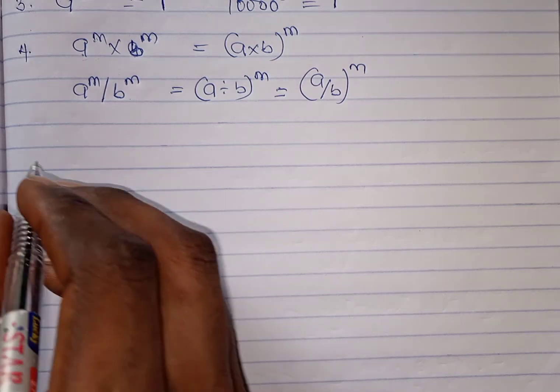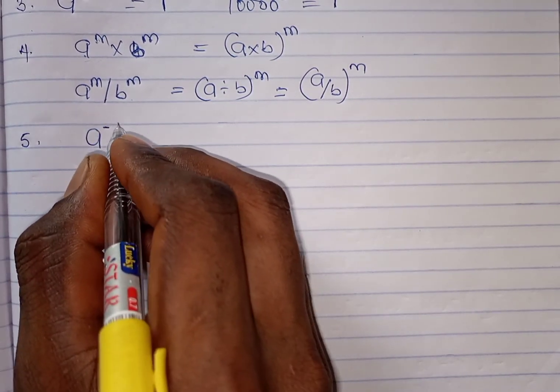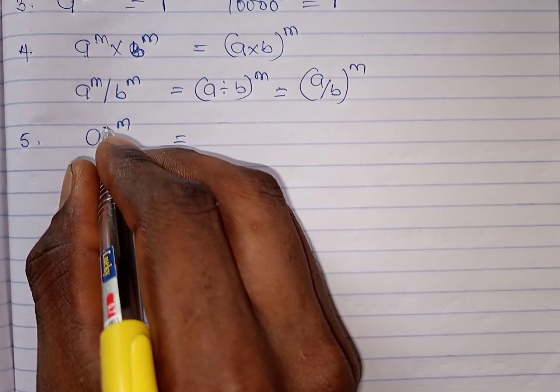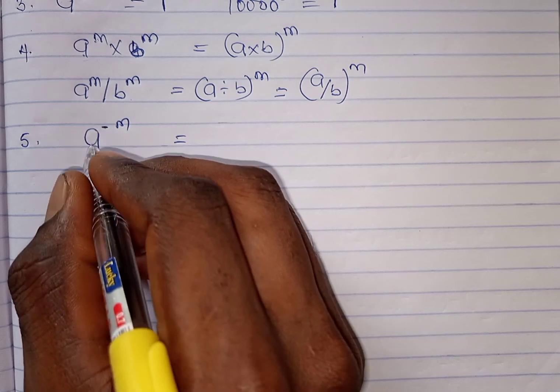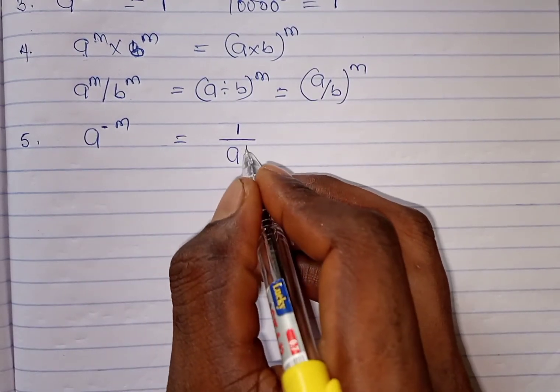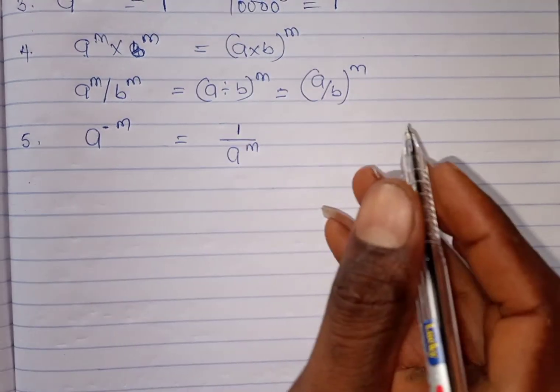Then the fifth law: if you have a raised to the power of negative m, it is the same thing as 1 over a raised to the power of m. Now that's for the fifth one.